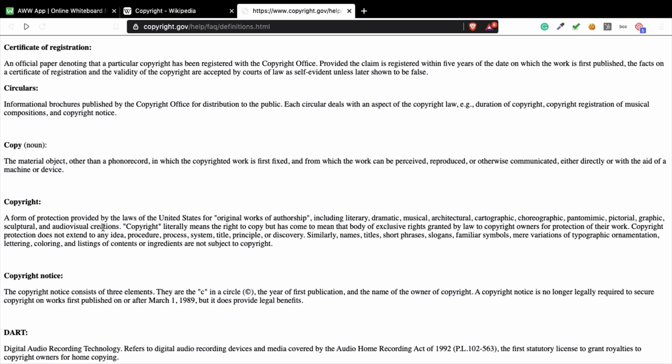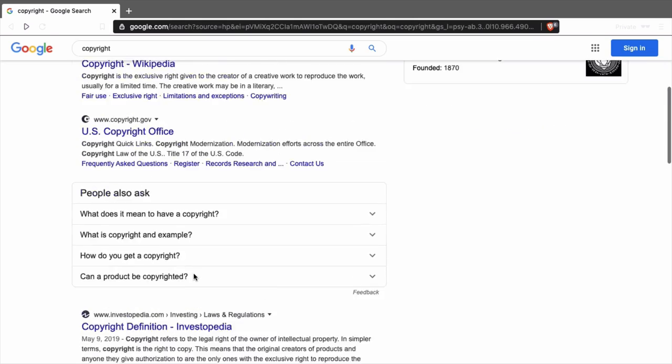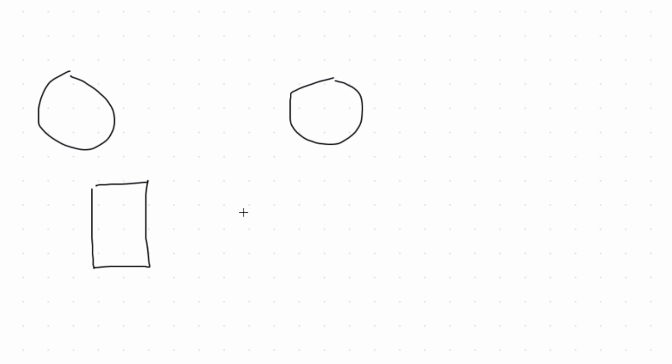As you can see, this is the copyright definition of the US. You can find what they are saying about the copyright. When you Google copyright, so let's Google it, you get these kinds of definitions in the results, explaining what copyright is. But you just need to remember that copyright is a property that you have. It's not physical property, but it's a property that you have.